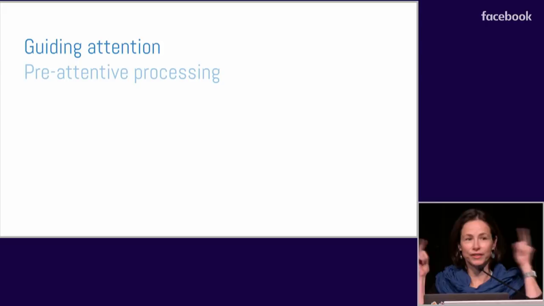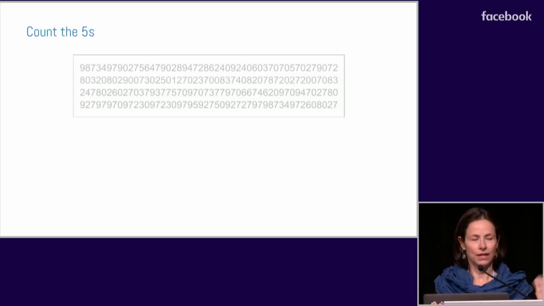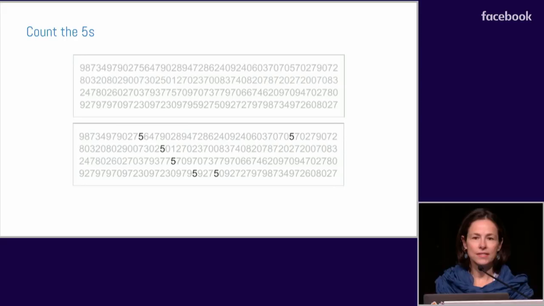So to give you an example of this, let's look at these numbers and let's count the fives. And now, let's count the fives again, okay? So this is how fast it is. As long as we encode the stimuli in a way that takes advantage of this pre-processing power we have, it just works. You don't even have to try. So how do we do this?